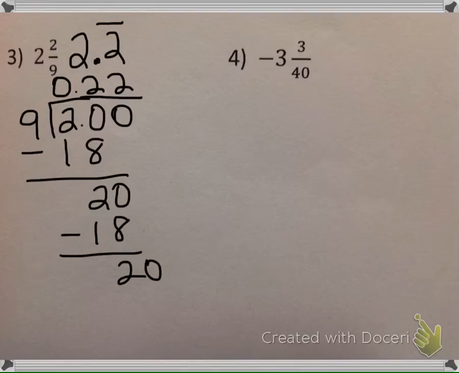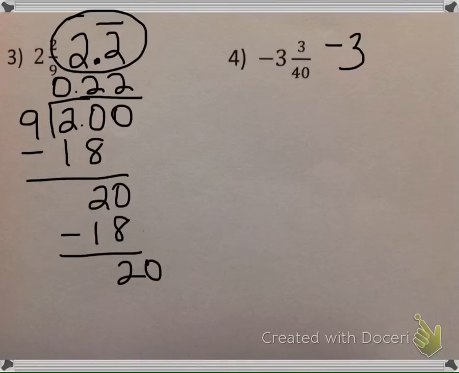And I may have mentioned to you that we're not using repeaters anymore, but if you are asked to change a fraction to a decimal, and that's the decimal, then you're going to have to use it there. I told you I like fractions better because they're more exact, and this is an example. 2 and 2/9 gives you the exact number, where 2.2 repeating is technically not exact. Okay, and then number 4, we have negative 3 and 3/40.